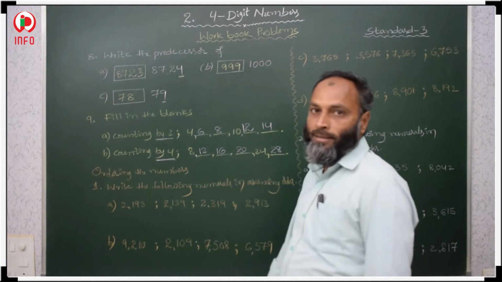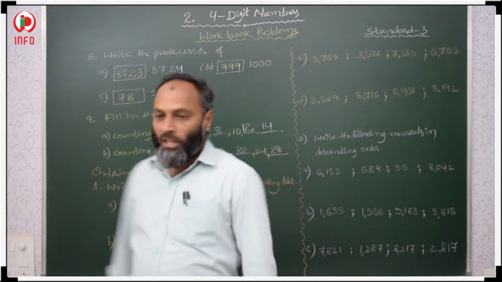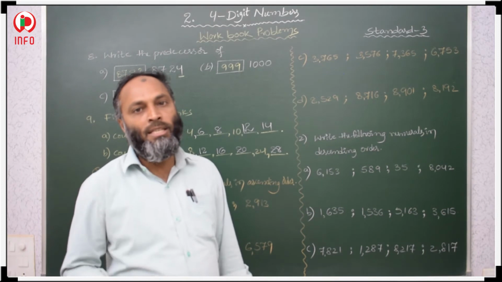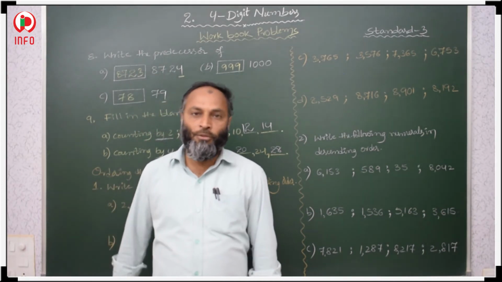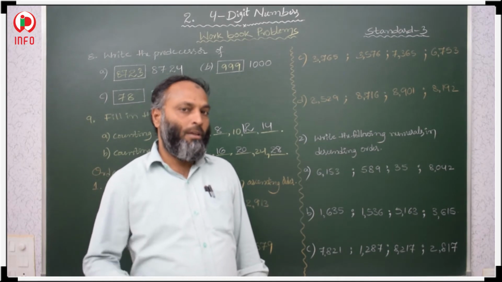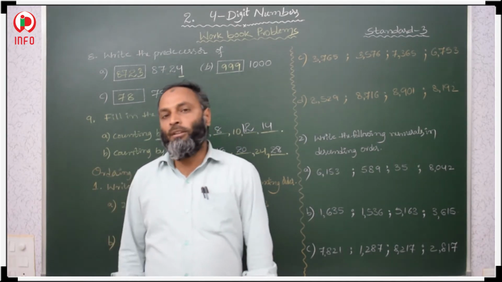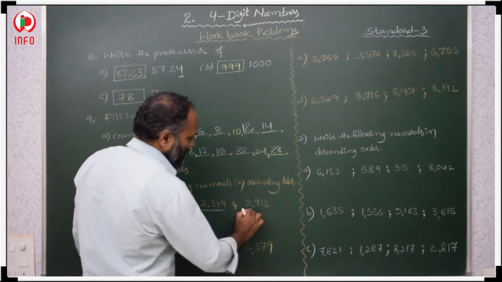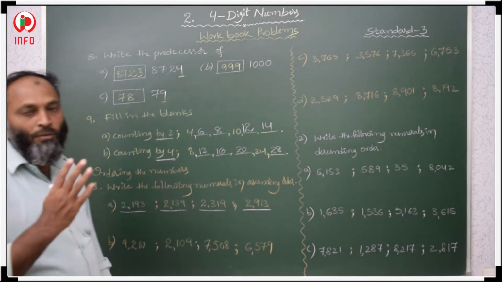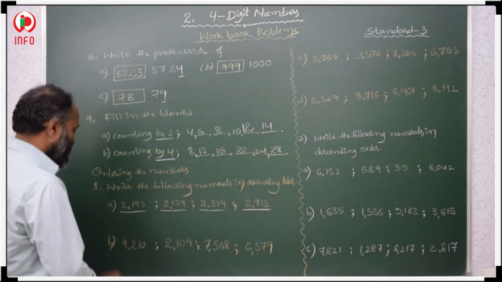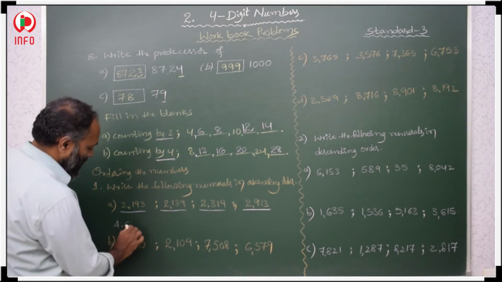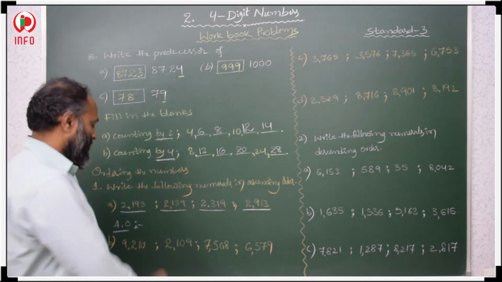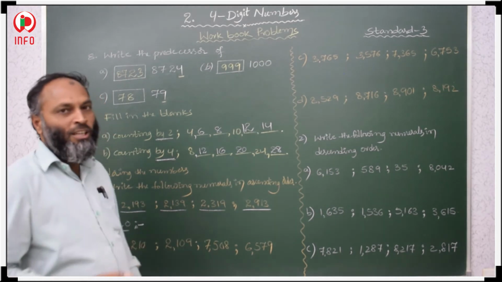Next, write the following numbers in ascending order. Ascending order means increasing order. Increasing order means we have to write from smaller to bigger. Smaller number first, a little bit bigger, and then the biggest. In that way we have to write in ascending order. So this is the first number, this is the second number, this is the third number, this is the fourth number. Totally 4 numbers are given. Then how to write these numbers in ascending order? In short we can write AO. AO means ascending order. Then first we have to decide which one is smaller.